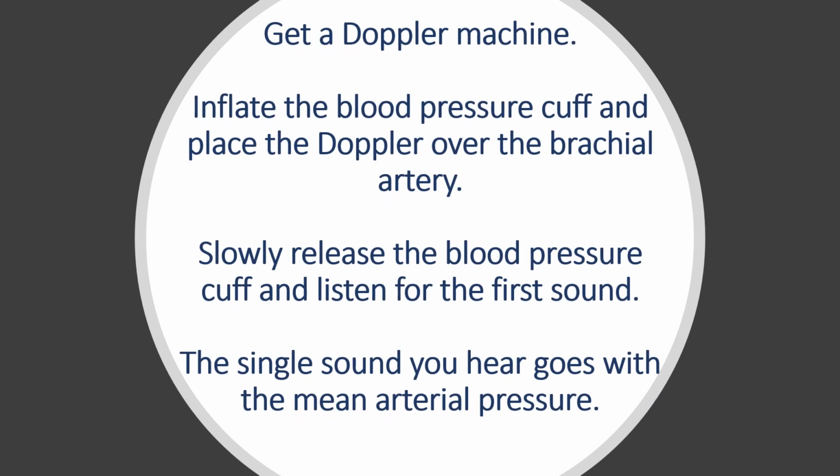Basically, you'll need to have a Doppler machine in hand. You inflate the blood pressure cuff, and then you place the probe of the Doppler over the radial artery, and then you slowly go down with the blood pressure cuff till you start hearing your first sound coming from your Doppler probe. And when you hear this, then the number on your blood pressure cuff at this point of time is the mean blood pressure. So you're going to hear only one single sound rather than two Korotkoff sounds like what we normally hear.